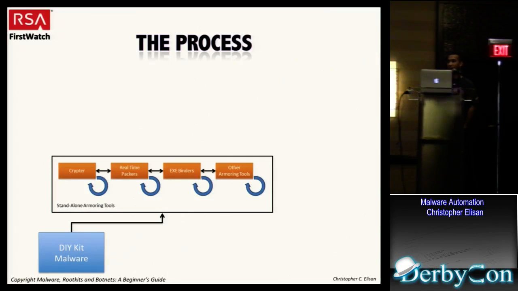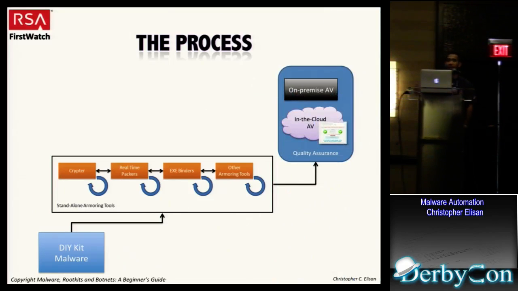So once you've subjected all of your creation, or I would say the attacker's creation, to the standalone armoring tools, the next thing they do is make sure it's not detected by any security products. Now, it depends on the attack that the attacker wants to conduct. There are actually two forms of attack, opportunistic and targeted. Opportunistic is that you just release your malware, and whoever gets infected are your victims.